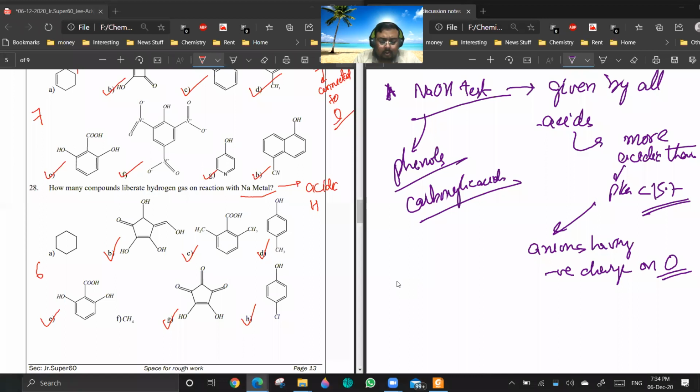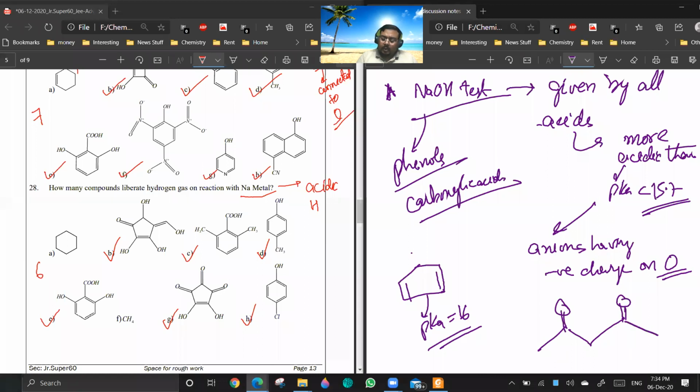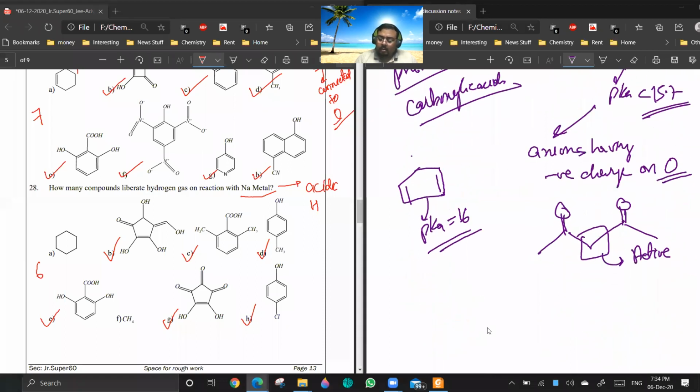Sir, anions having negative charge on oxygen will be more acidic than H2O, you're saying? Yes. So even cyclopentadiene is a case which won't give. Cyclopentadiene has a pKa of 16. It won't give. Sir, is there any such compound like cyclodialkene? No, active methylene group will give. Any cyclodialkene will not give, which forms an aromatic anion, but it is still not giving.